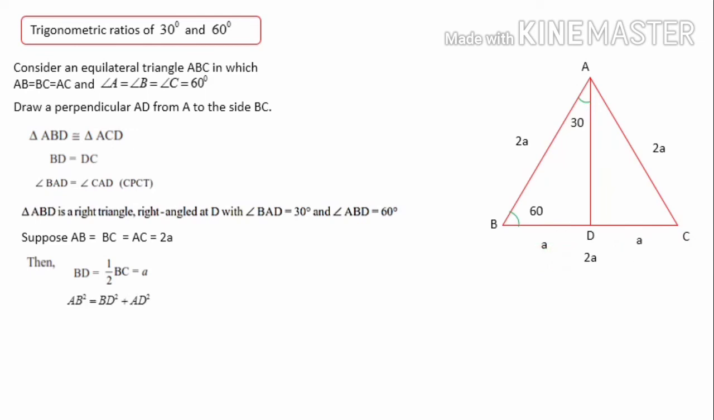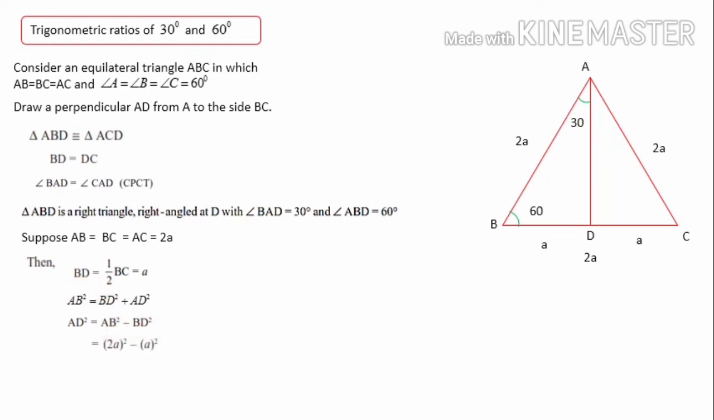By using Pythagoras theorem, AB square is equal to BD square plus AD square. Here ABD is a right triangle. If you apply Pythagoras theorem, AB is the hypotenuse, so AB square is equal to the sum of the squares of the other two sides, that is AD square plus BD square. That is what is written here. So AD square is equal to, let's take this BD to the left side, so AB square minus BD square. Plus BD square going to the left side becomes minus BD square.